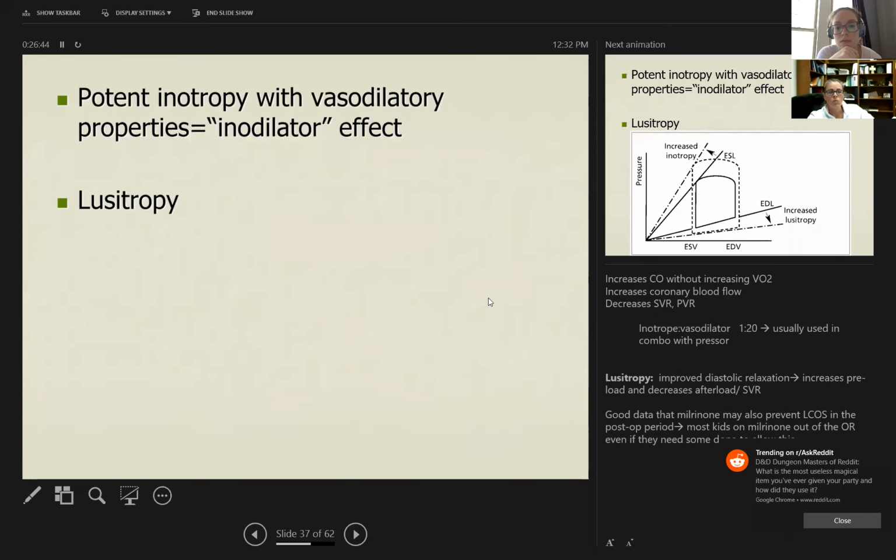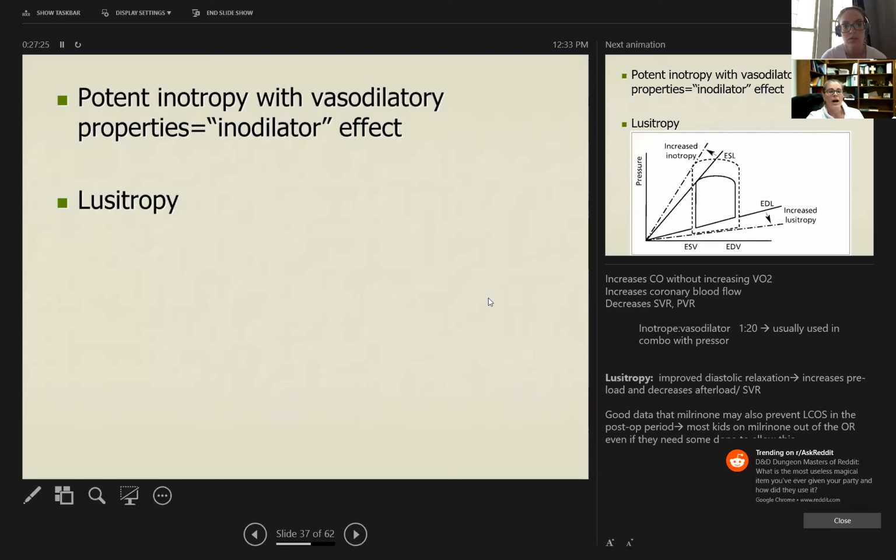So what you get with milrinone, we think of this as our inodilator. You get potent inotropy, but lots of vasodilation in the periphery. Okay? What you're going to see is an increase in general in your cardiac output, but without significant increase in your myocardial oxygen demand, which is a bonus if the heart's struggling or the perfusion to the heart is a challenge. It will also help improve coronary blood flow while decreasing systemic and pulmonary vascular resistance.